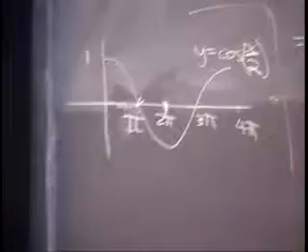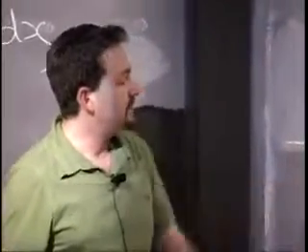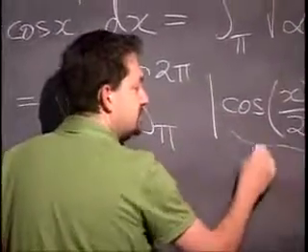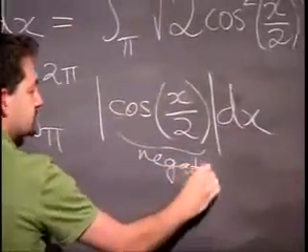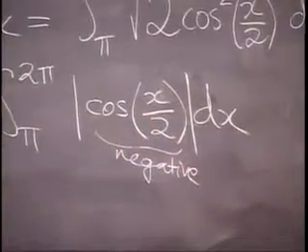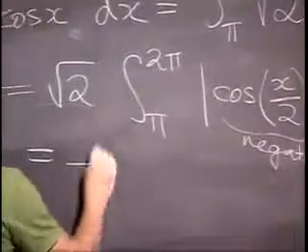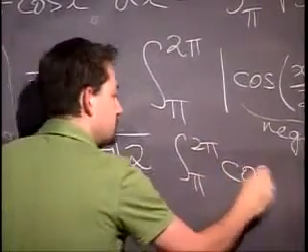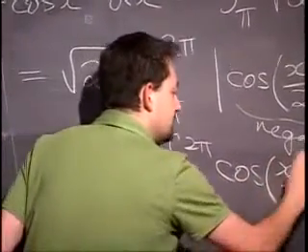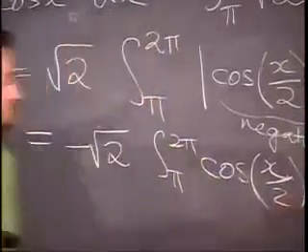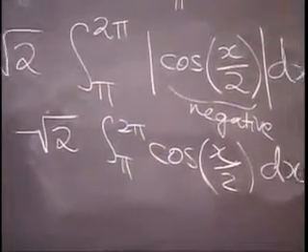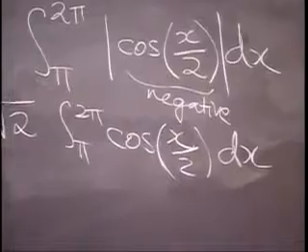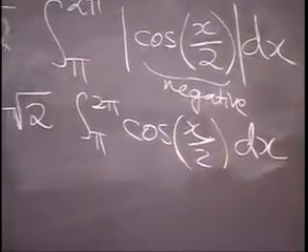But in any case, we can see that between pi and 2 pi, this graph is below the axis. And so this is a negative quantity. So you need to put a minus sign when you take the absolute value. How's that for mean? But it's fair game. I've seen problems just like this on Math 104 exams.